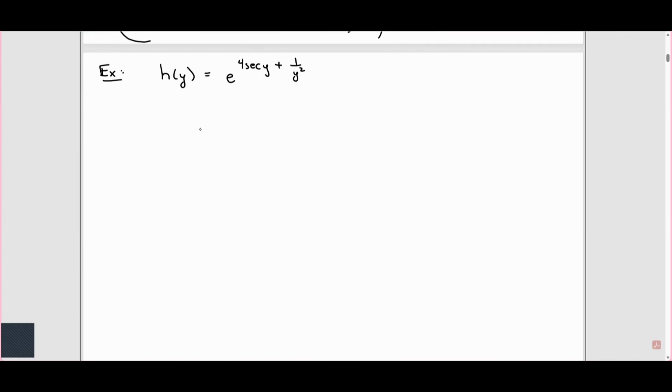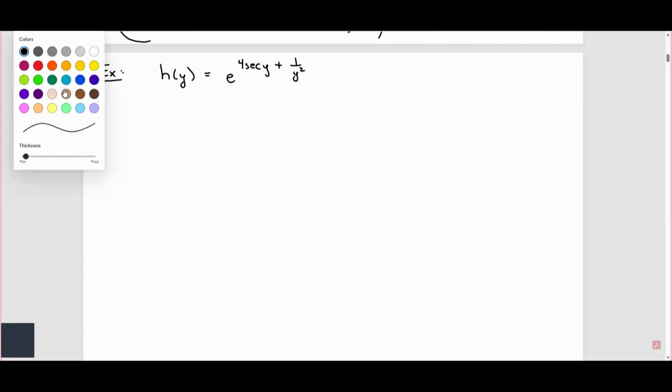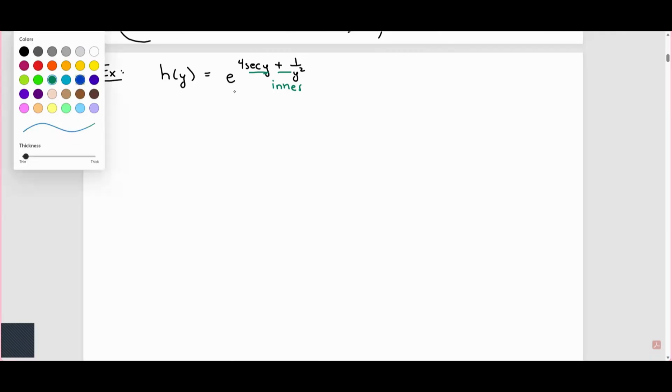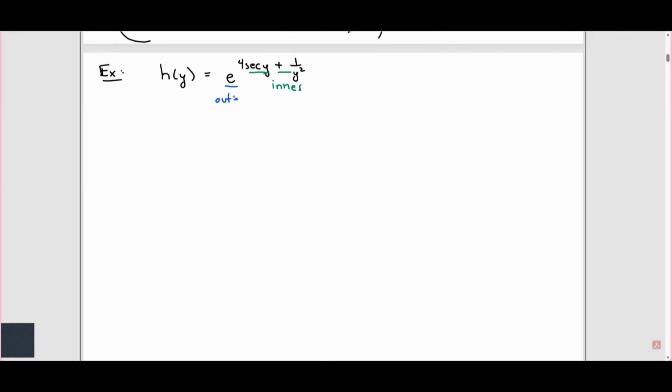And so a couple things. I notice I do still have an outer and inner function where one is nested inside the other. Let's point that out first. So the 4 secant y plus 1 over y squared, that's nestled inside e. I think you would agree with that. So this is actually my inner portion. Even though now it's not under a root, it's not inside parentheses, it is nestled inside this e function. So the e is actually the outer function.